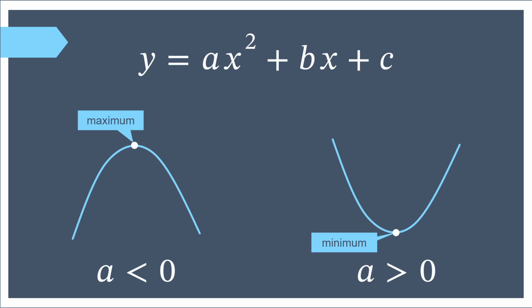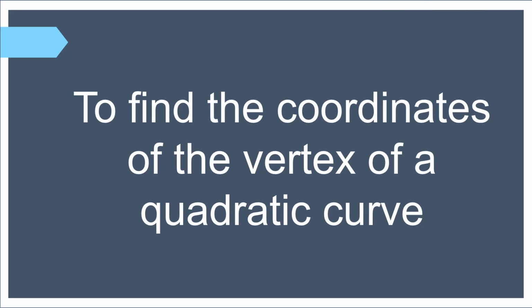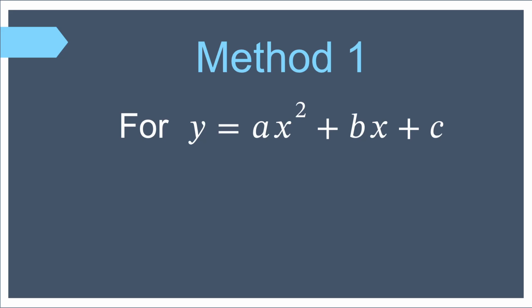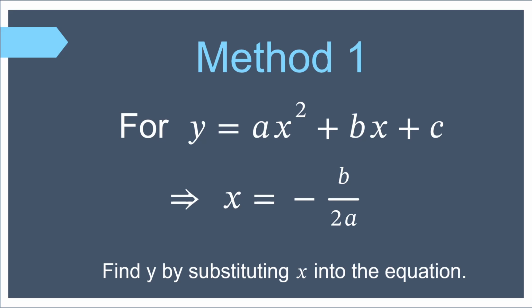Now when sketching a quadratic curve, you have to be able to find the coordinates of the turning point, which we also call the vertex of the quadratic curve. And there are two methods that we can do that. The first method of finding the vertex or the turning point would be to use the concept that if you have y is equal to ax squared plus bx plus c, then the x coordinate of the turning point is x is equal to minus b over 2a. And once you've gotten the x coordinate, you can then find the y coordinate by substituting that x value into the equation of the curve.